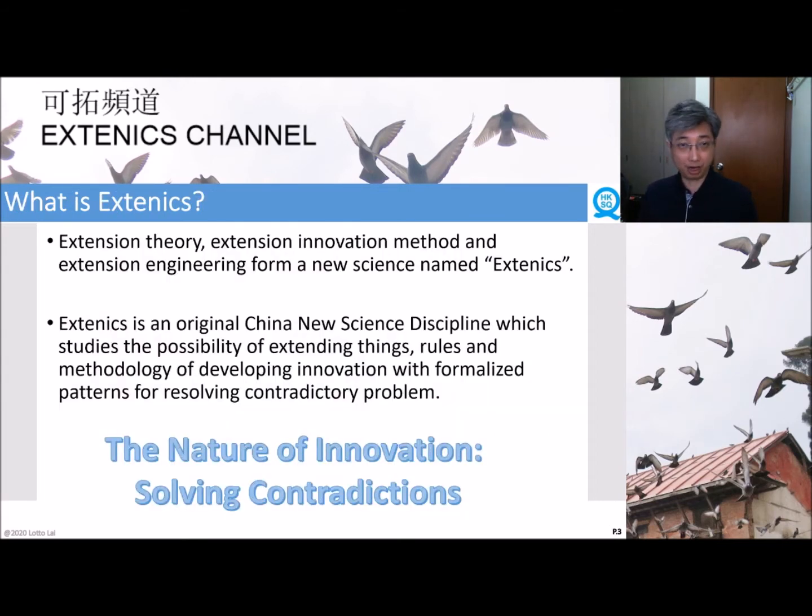Every time I have class, I will repeat again what Extenics is. Extension theory, the extension innovation method, and extension engineering form a new science named Extenics. It is an original Chinese new science discipline which studies the possibility of extending things, and the rules and methodology of developing innovation with a formalized pattern for resolving contradiction problems. Every time we talk about the nature of innovation, I start from solving contradiction.